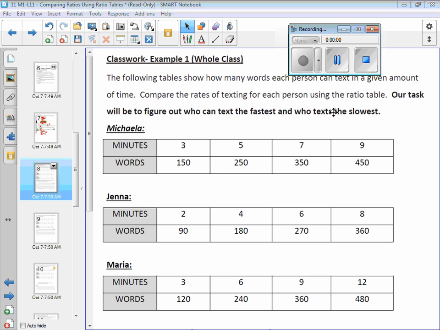Out on page 3, as usual, I want you to read the question and look at your ratio tables just to kind of get a feel for what they're asking you to do. So take a moment and read the opening for page 3, and then look at the 3 ratio tables so you can get a feel for what everybody's doing. What do they want us to try to figure out?